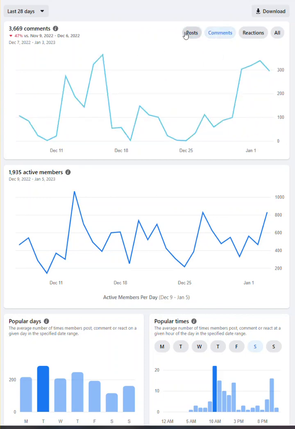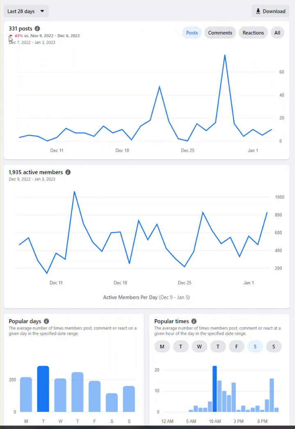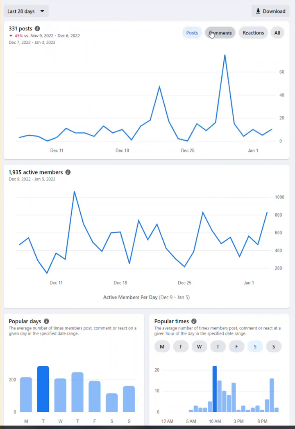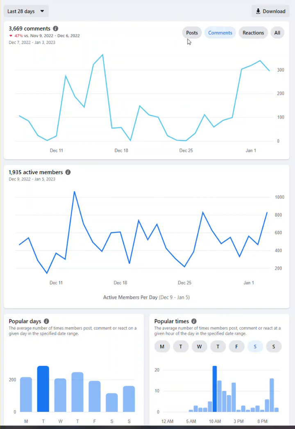Looking at the comments, it's almost identical to the decline in the number of posts in the same period. So we have fewer posts for the group members to engage with and comment on, so they're not doing it. And so I think that's, again, another way to hold yourself accountable to saying, okay, look, I have let this drop off. What am I doing to increase this?